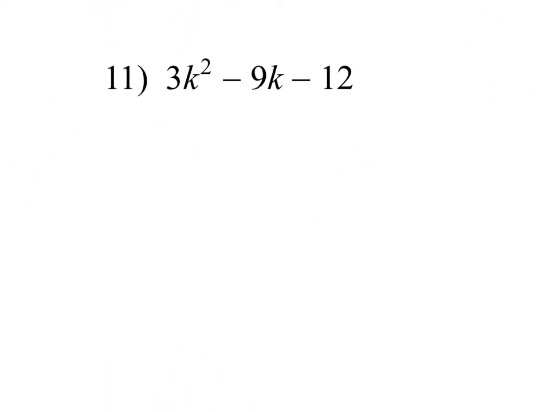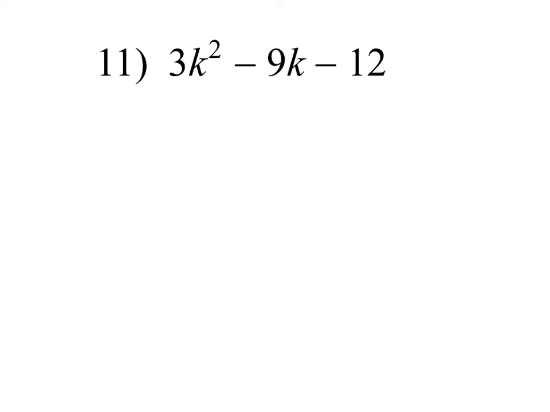Okay, let's look at number 11. What do we do first? Factor for 3. We can take out a 3. Oh, yeah. Can we take out any k's? No. Why not? Because this one has no k's, so we can't take out any k's. So what are we left with now? Left with k squared minus 3k minus 4.